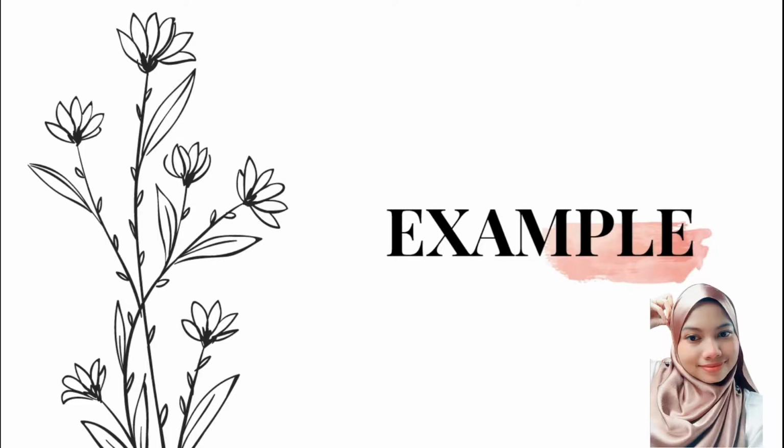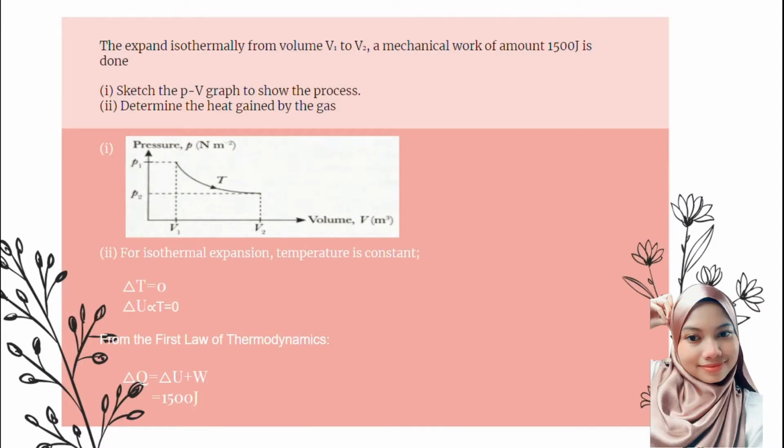This is an example of a question. The gas expands isothermally from volume V1 to V2, and a mechanical work of 1500 joule is done. First, sketch the PV graph to show the process. This is the PV graph, which is the pressure against volume graph.